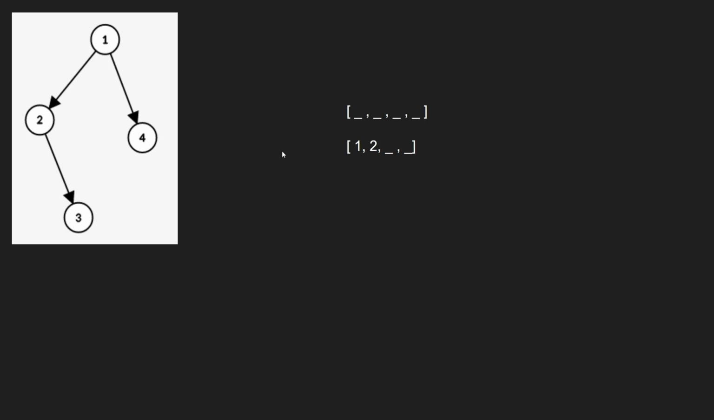And what is the maximum index in which 2 can occur? Well, it cannot occur in the last index. Why? Because 2 should come before 3. So the maximum index in which 2 can occur is one before the last index. And thus the possible indexes in which 2 can occur are 1 and 2. So 1 comma 2.